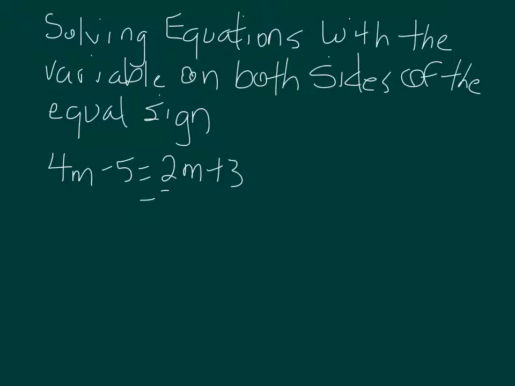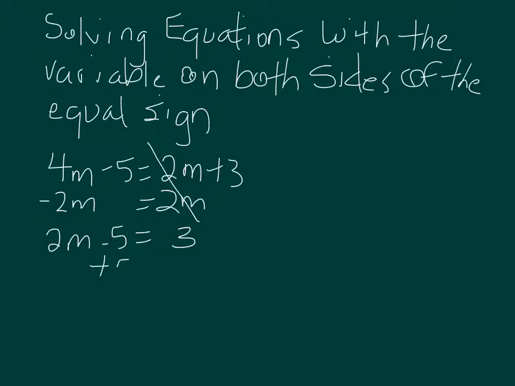So if we subtract 2m from both sides, notice that gets rid of it on the right-hand side. Just 3 on the right-hand side. 4m minus 2m leaves us with 2m, and we haven't done anything yet with the minus 5. Now we're down to a simple two-step equation.